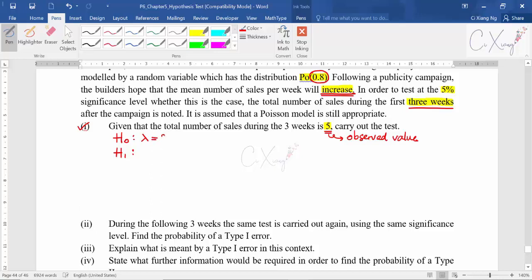Alright, so the lambda should be 2.4 for 3 weeks. I straight away change it to become the 3 weeks mean. Then increase, right? So more than 2.4. So this is my first step: write out the null and alternative hypothesis, and then I will just write a sentence about the alternative hypothesis. So the mean number of sales per week will increase.